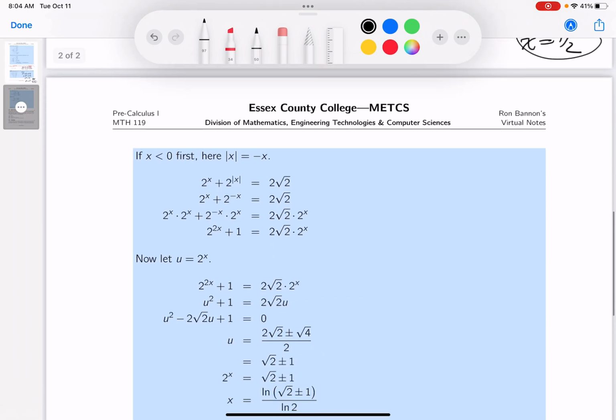And what happens when x is less than 0? Well, the absolute value in that case would be minus x. So let's write this down. So you get 2 to the x plus 2 to the minus x equals 2 root 2. What I would do to get rid of the negative power is multiply both sides by 2 to the x. So you get 2 to the x. I'm multiplying every term by that now.